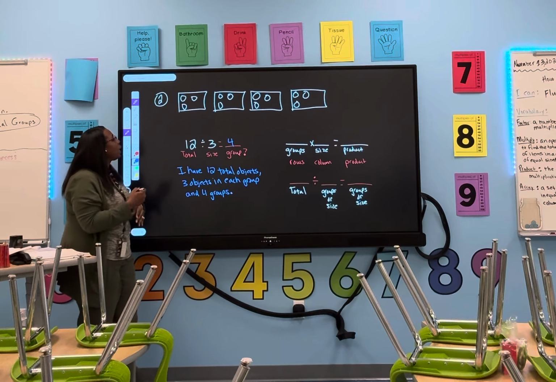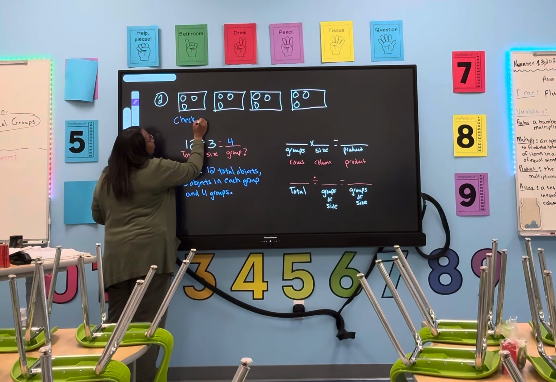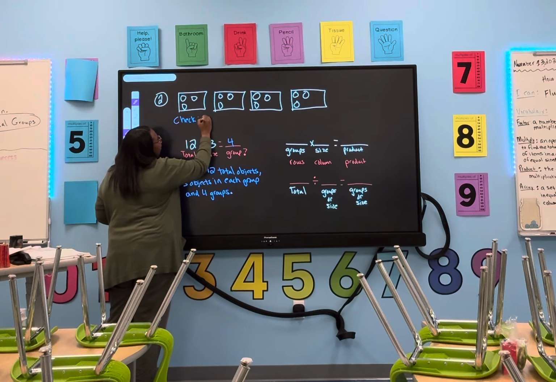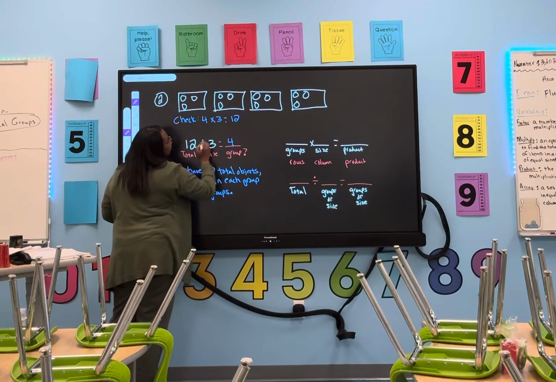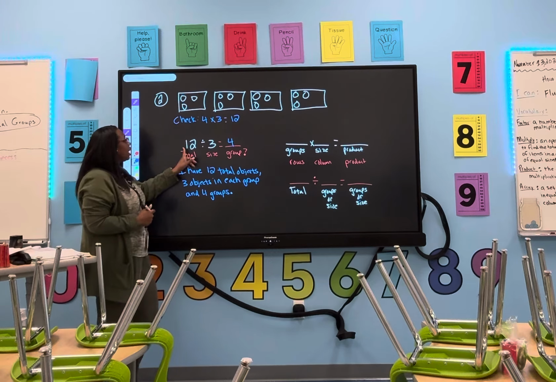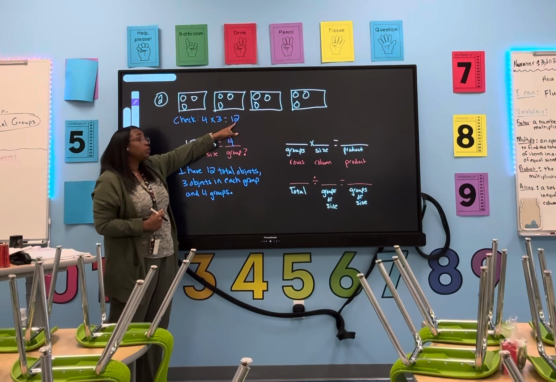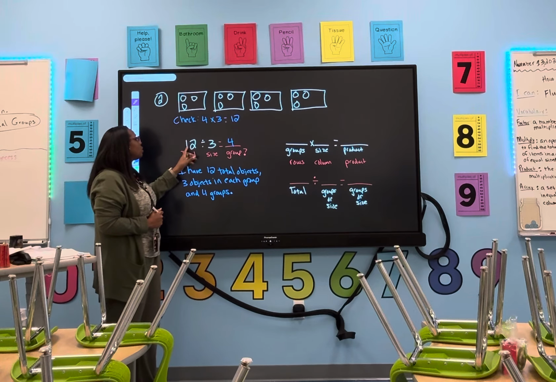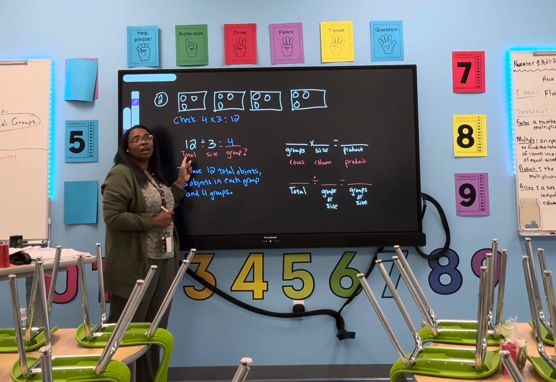So what I meant by that, if I do a check and I write this same problem backwards, if I put 4 times 3 equals 12, this is the same thing. It is true, 4 times 3 equals 12, and 12 is my total here. So same numbers, different order.